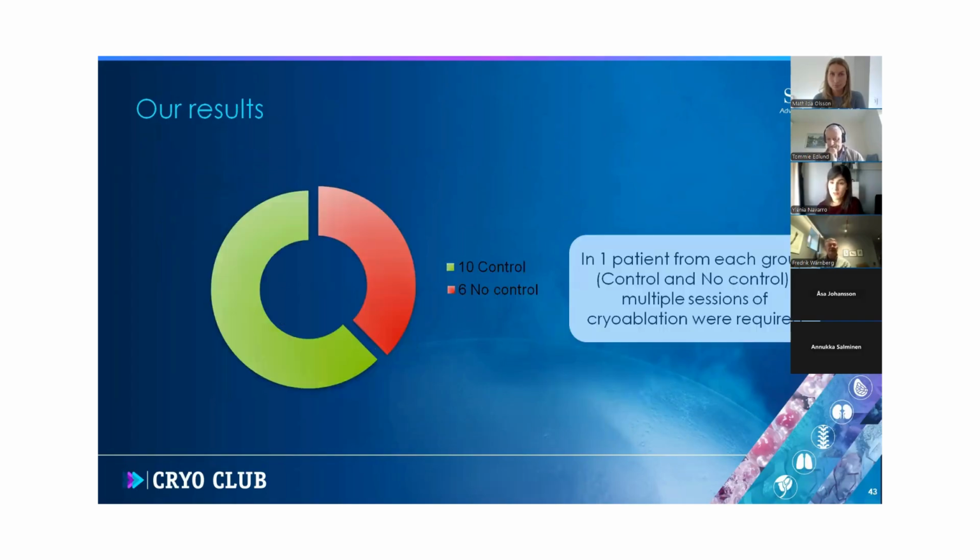And these are our results. Out of these 16 patients, we could control the disease locally in 10 of them, which is a very good number considering the difficulties of this group.